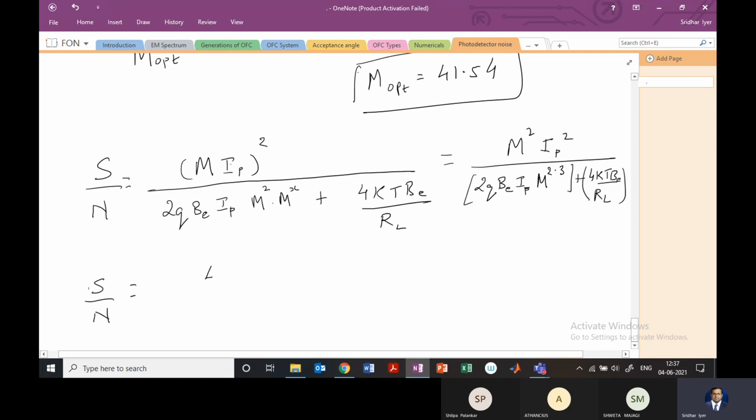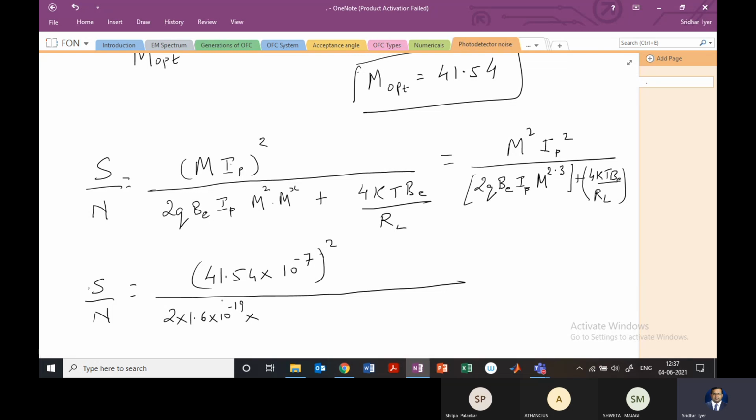Now the value of M we have just found is 41.54, into IP, which is 10 raised to negative 7. So the whole square of that product, divided by 2 into Q, which is 1.6 into 10 raised to negative 19, into BE, which is B, given to us. Let me see what value of B. B is 50 megahertz. So 50 into 10 raised to 6, into IP, 10 raised to negative 7, into M raised to 2.3. So 41.54 raised to 2.3.